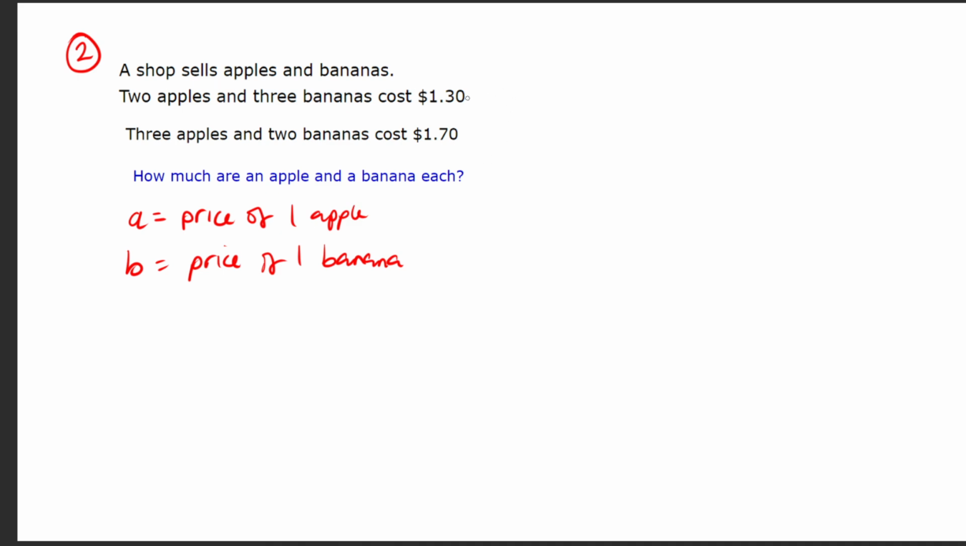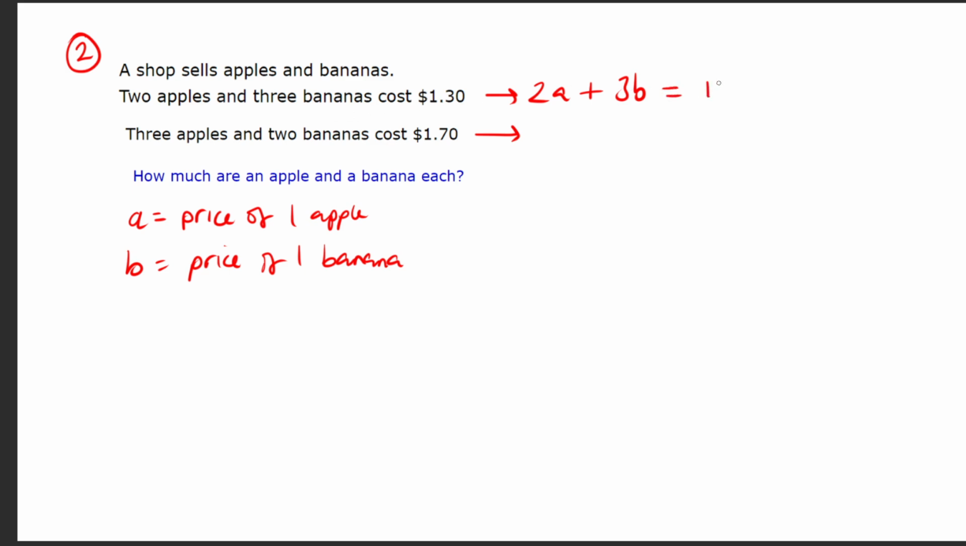Okay, so we have these two bits of information which we need to turn into equations. So he's bought 2 apples. Now how much would 2 apples cost? Well, 2 apples would cost 2 times A, because A is the cost of one apple. So if you were buying 2 apples, you would just times that by 2. So that would be 2A. How much does 3 bananas cost? Well, I would do 3 times the cost of one banana, so 3B. And obviously I want to add those together to tell me the total cost of all those apples and bananas. So that's equal to $1.30.